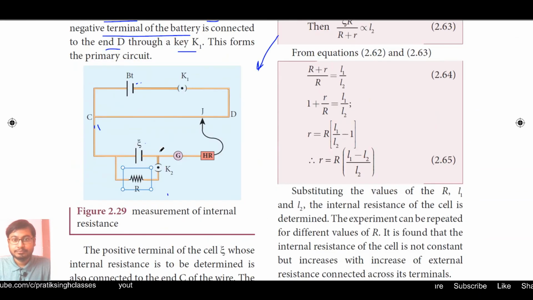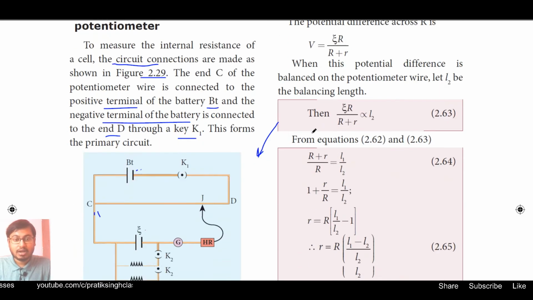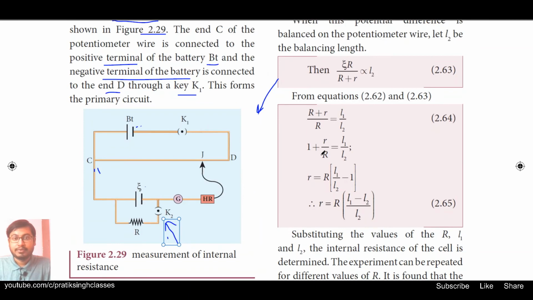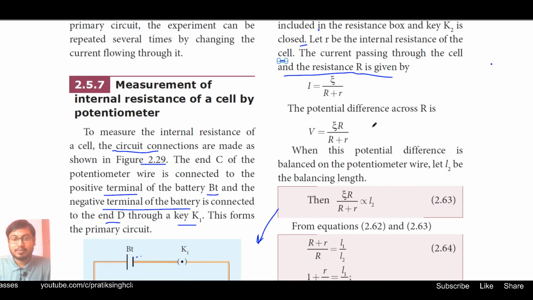Next, a suitable resistance, say 10 ohm, is included in the resistance box and key K2 is closed. Now we switch on here also. Let r be the internal resistance of the cell. The current passing through the cell and the resistance R is given by I is equal to Xi by R plus r. We know very well that I is equal to V by R.